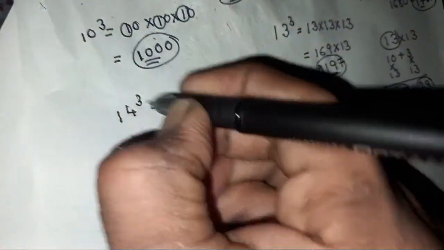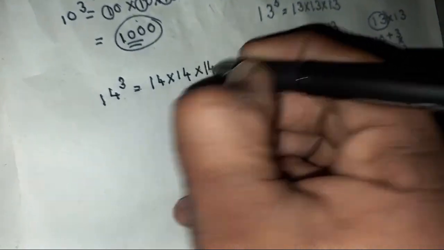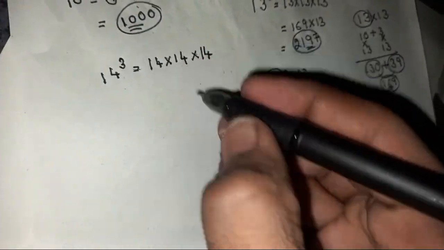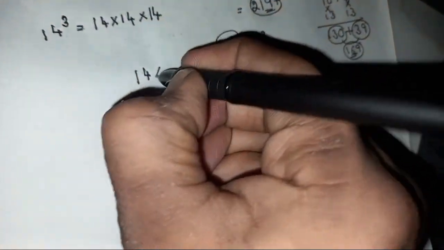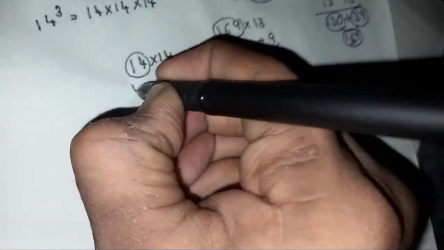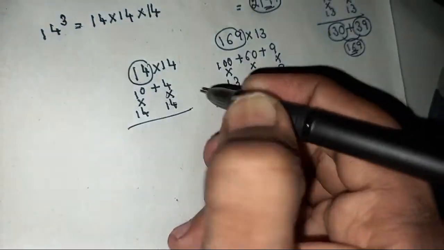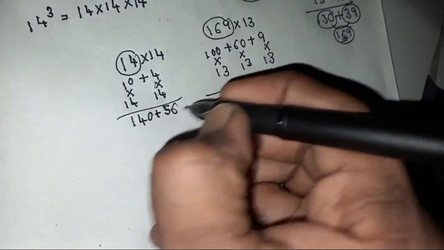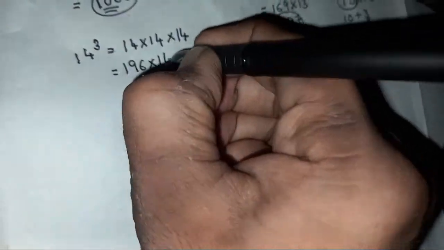14 cube, that is equal to 14 times of 14 times of 14, and you're going to get here 14 times of 14 can be written as 14 times of 14. You can split this as 10 plus 4. Here also 14 and here also 14 you multiply. 14 times of 10 is 140. 14 times of 4, 56. When you add, you're going to get 196. This is 196 times of 14.